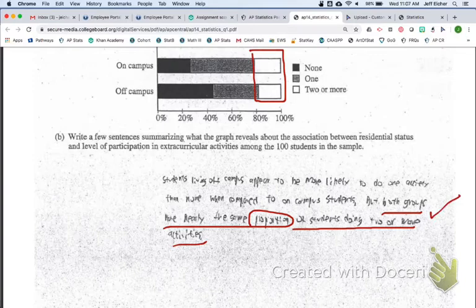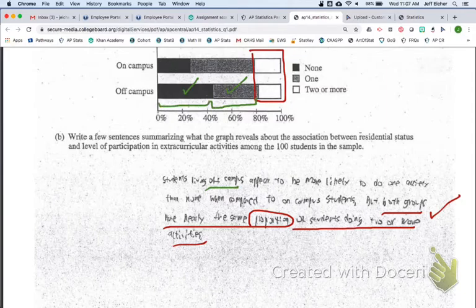However, the first statement is, I guess I could say, unclear. The student might know the difference here, but they didn't communicate it well. So the students living off campus appear to be more likely to do one activity than none. Well, wait. Students living off campus appear to be more likely to do one activity than none. Well, I don't think I agree with that. It looks like one activity might be less likely than no activity.